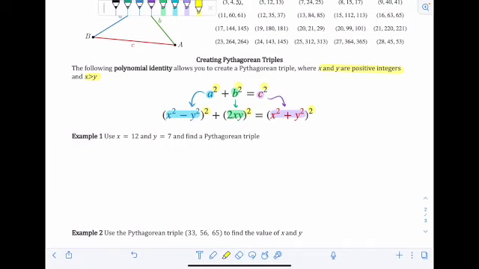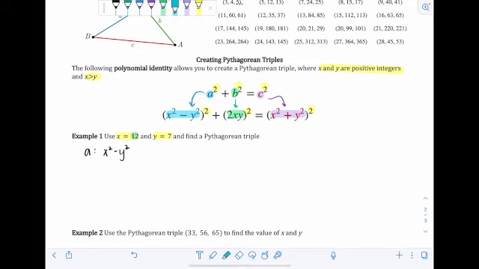So example 1 says use x equals 12 and y equals 7 and find a Pythagorean triple. Like I said, we don't have to use the full thing. We can use each part individually. So if we want to find a, it says that a is going to be x squared minus y squared. This example is x equals 12, y equals 7, but it could be any two positive numbers as long as x is larger than y.